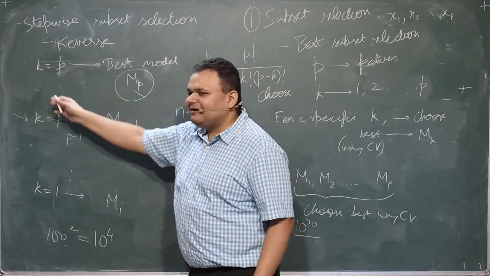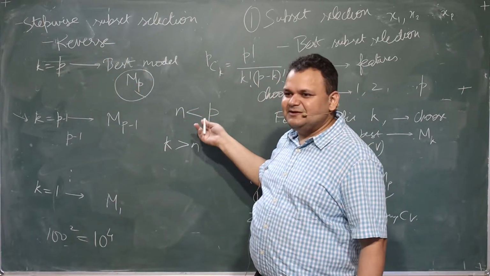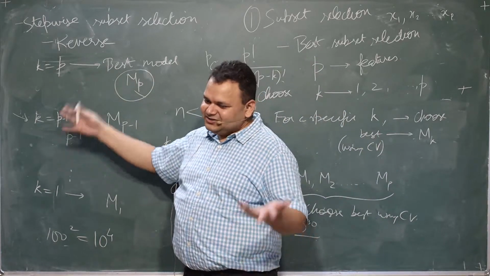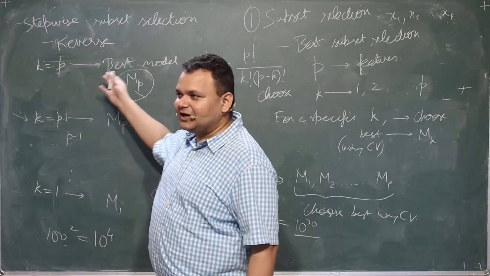Okay, obviously the backward strategy cannot be applied at all if n is less than p, because you will not get unique solutions in this case. So it's obviously going to be, your life is going to be a little difficult.